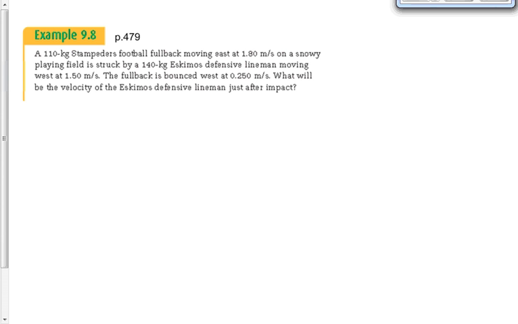Moving west at 1.5 meters per second, the fullback is bounced west at 0.250. What's the velocity of the Eskimos defensive lineman just after impact?